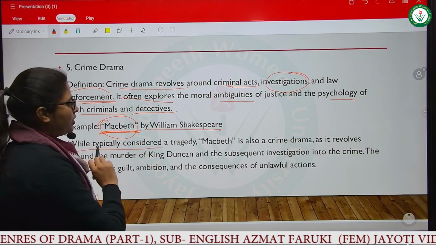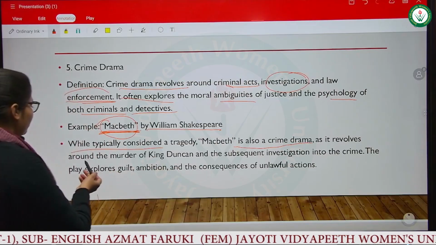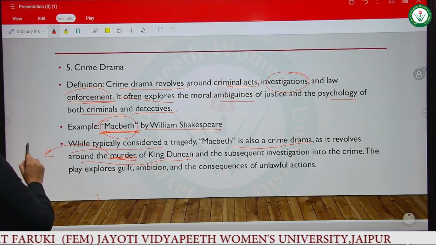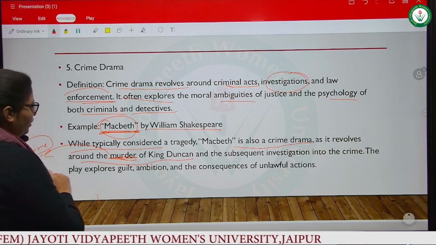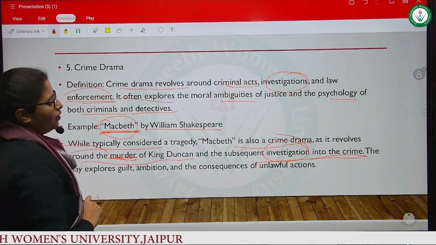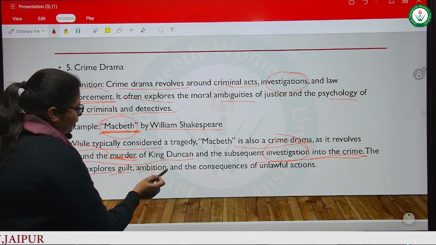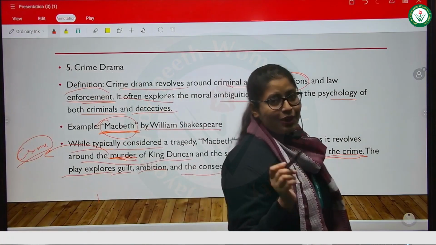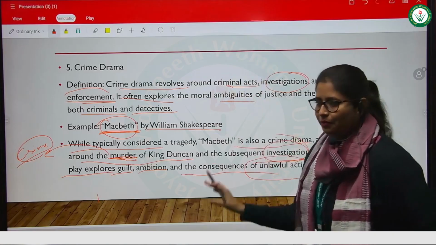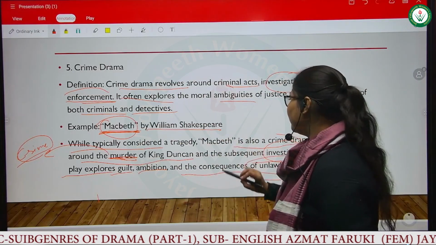While typically considered a tragedy, Macbeth is also a crime drama. Along with tragedy, it's a crime drama, as it revolves around the murder of King Duncan. The murder of King Duncan is the theme of the crime drama, along with the subsequent investigation into the crime. The investigation is always present in Macbeth. The play also explores feelings of guilt, ambition, and the consequences of unlawful actions. Due to the unlawful actions, the whole tragedy takes place. So this was all about crime drama.